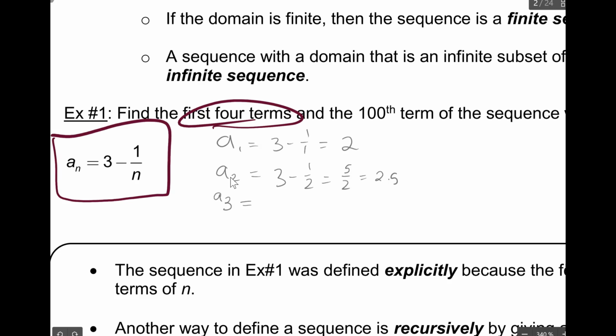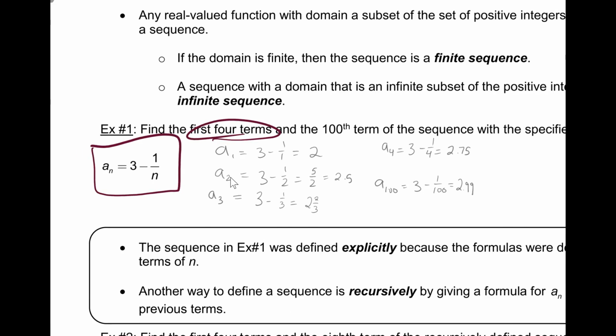a3 is the third term, so it's going to be 3 minus 1 over 3, which is 2 2/3, or 8/3. Cool. a4, plug it in, 3 minus 1/4, 2.75, or 2 3/4. And then we need a100, so that's 3 minus 1 over 100, which is 2.99. Yeah, okay. That's pretty chillin'.